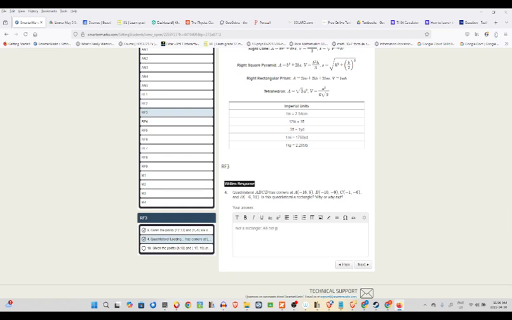AB not parallel to CD. CD is not perpendicular to BC, etc.